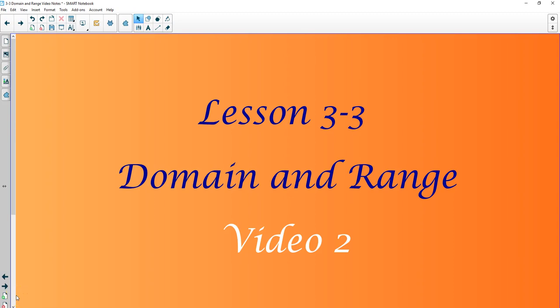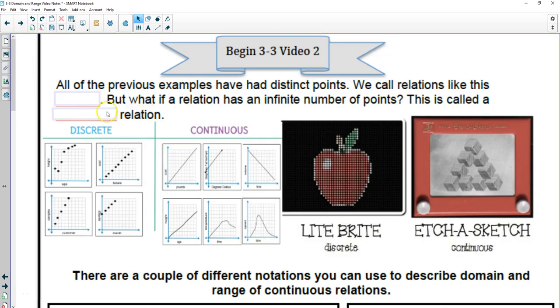So there are a couple of different notations that you might come across as you're working through domain and range problems. So we're going to try and show you the two major ones in this video. First of all, in all the previous examples, you had distinct points. What we call that when you have relations with distinct points is discrete. If a relation has an infinite number of points, this is called a continuous relation.